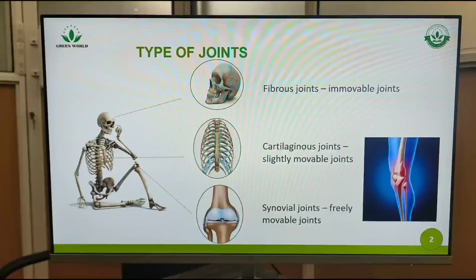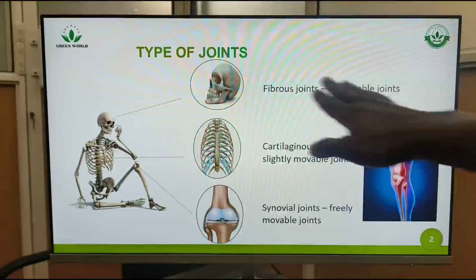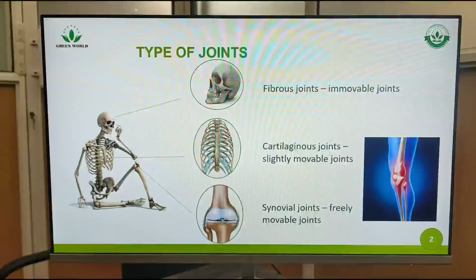The first one is what is called the fibrous joints, also known as immovable joints. Like the skull. For instance, the joints between the skull are called the sutures, because the skull is there to protect our brain.